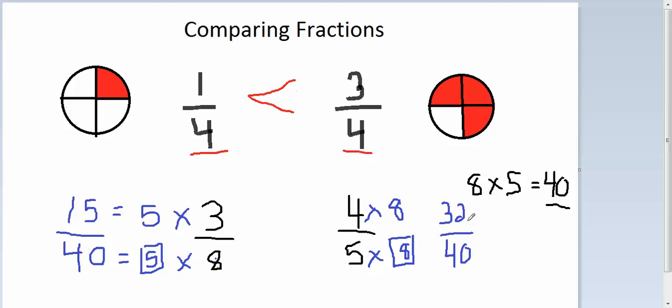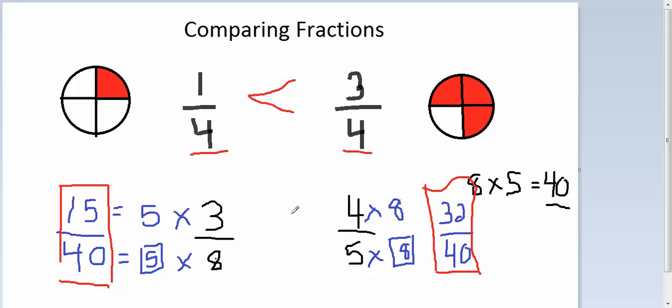All right, so just like we had up here in our fractions with common denominators, we now have two fractions with common denominators that we can compare to each other. So we have 15/40 and 32/40.